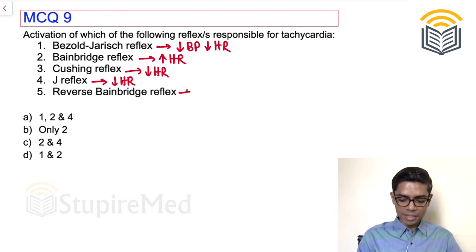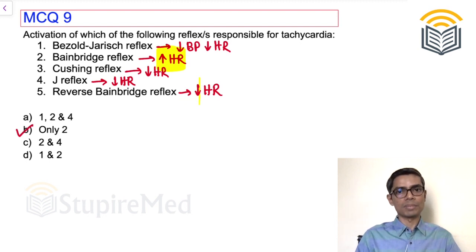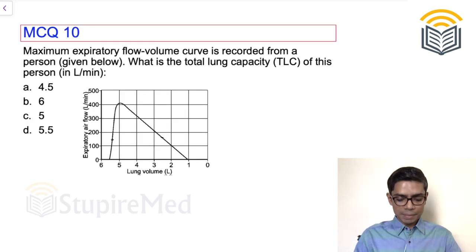And reverse Bainbridge reflex, obviously you can understand from here that Bainbridge is causing tachycardia. Reverse Bainbridge means if there is decreased blood volume or decreased volume of fluid in the body, the Bainbridge reflex will be inhibited. That is reverse Bainbridge reflex. So again it is going to cause bradycardia. So answer, tachycardia is caused by only and only Bainbridge reflex among all of them. So answer B.